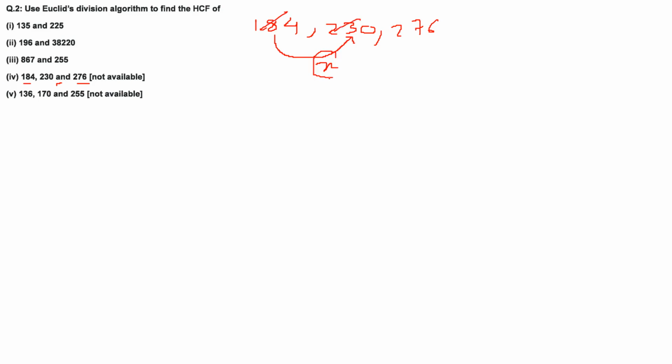Now this X, the HCF of the first two, we'll take as X, and now for X and 276 we need to find the HCF of these two. So, this will be the final HCF. I hope you got the idea. We'll take the questions. So, this is the finding of HCF.